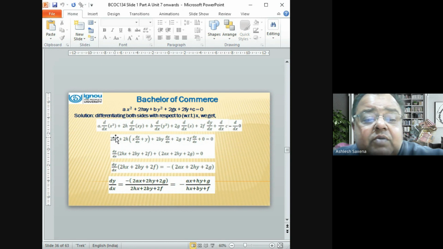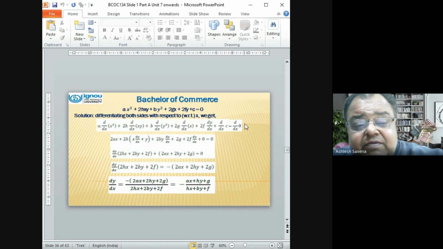Derivative of x squared will be 2ax. Keep this 2h over here, and this is the application of the product rule: x dy by dx plus y, close the bracket, plus derivative of y squared will be 2y dy by dx. So you can make 2d y dy by dx plus derivative of this x will be 1, so it will be 2g plus 2f dy by dx as it is, plus derivative of constant is 0 and derivative of 0 is 0. Fine.